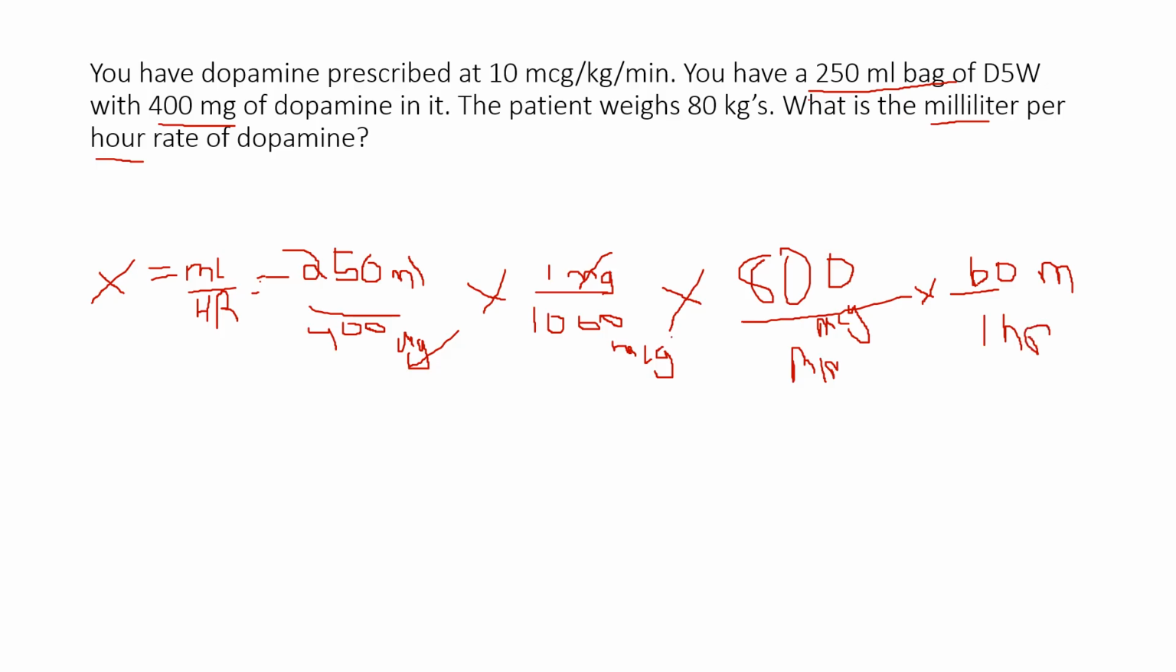So right here, I'm already going to cancel out the micrograms. They're acting as my guide here, right? I'm already eliminating the minutes here. So all I'm left with in my units are ml and hour. That's what I want left in this chain of the equation. So now I'm going to multiply 250 by 800 times 60.